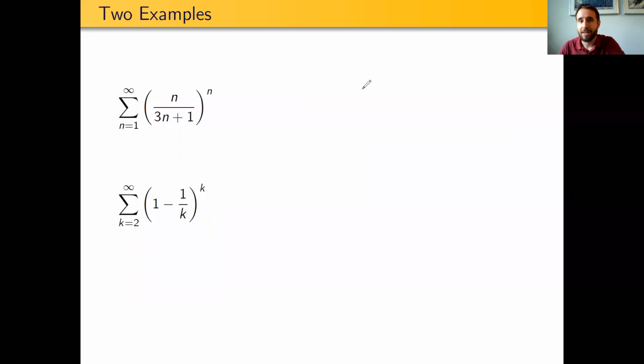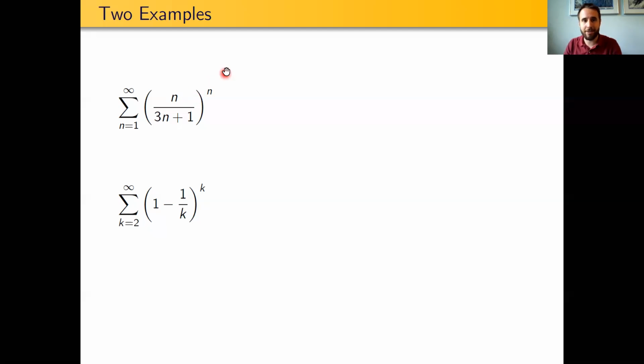Let's clear those marks, and let's see two examples here. Each of these examples, notice, is a series that involves raising an expression to a variable, or to our index. So here we have an expression raised to the nth. Here, where our index is k, we are raising our expression to the k. This is where we expect to be able to use the root test, because the root test will allow us to take an nth root, and that will nicely cancel with this nth power here.